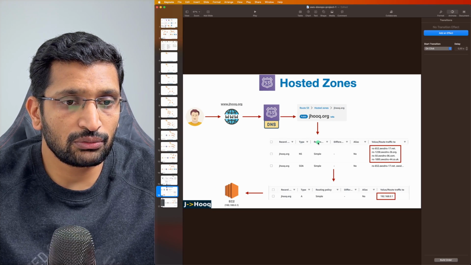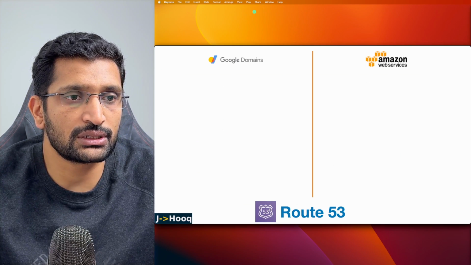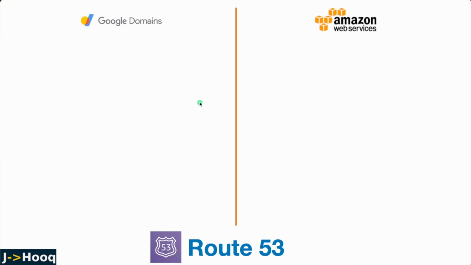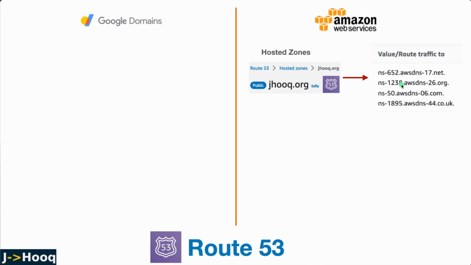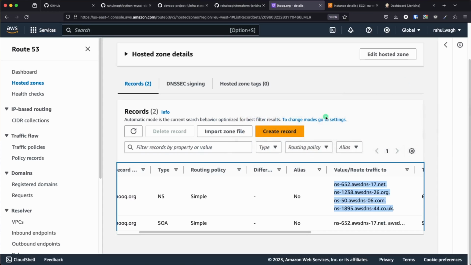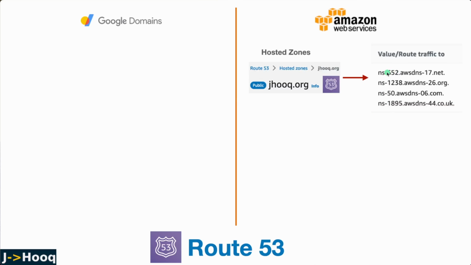So if I can show you one more slide and flow to you, which is this one. Right now I have bought this domain from Google Domains, and now we are trying to set up our hosted zone for jhook.org. When you create a hosted zone, you get a new name server setting, which is this one. These are the name server settings from AWS, which I can show you over here. Here you can see NS652 AWS DNS 17, which is exactly the same over here. These are the name server records which have been created by AWS.